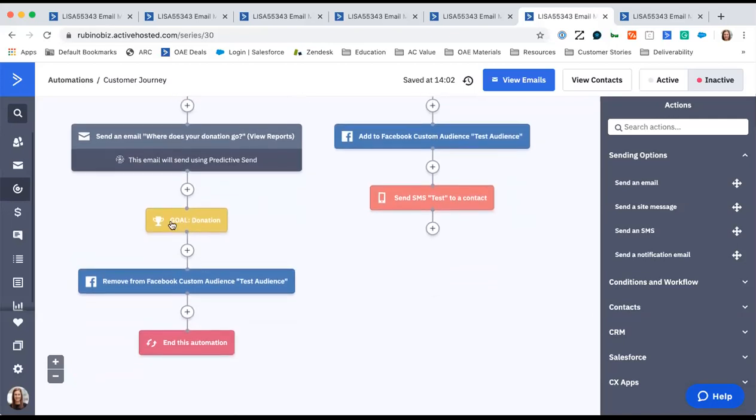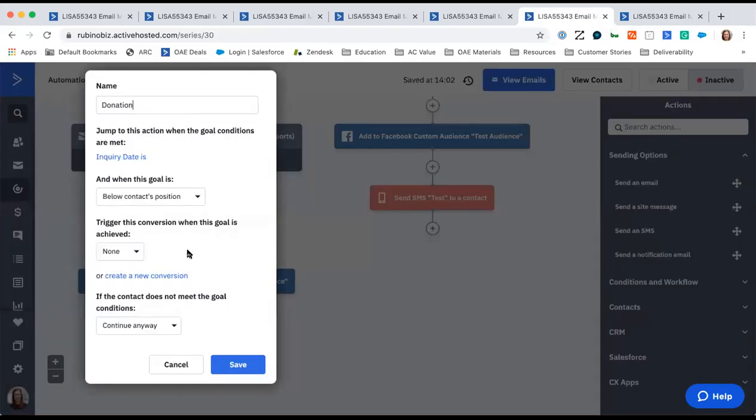Now, you can also set up goals with ActiveCampaign. And so, I think a common one, we want them to donate. Did they donate or not? Something that's really beneficial here. So this action will allow you to track that.